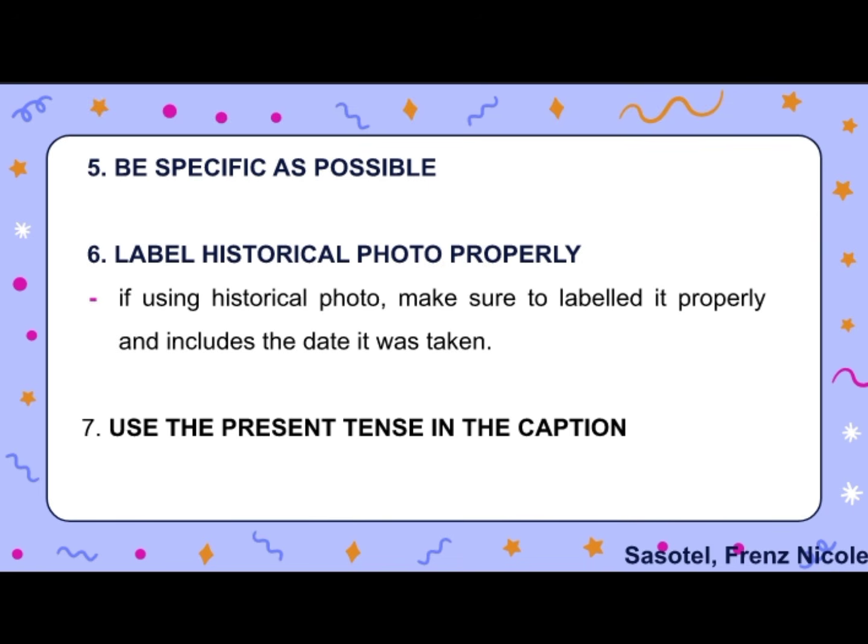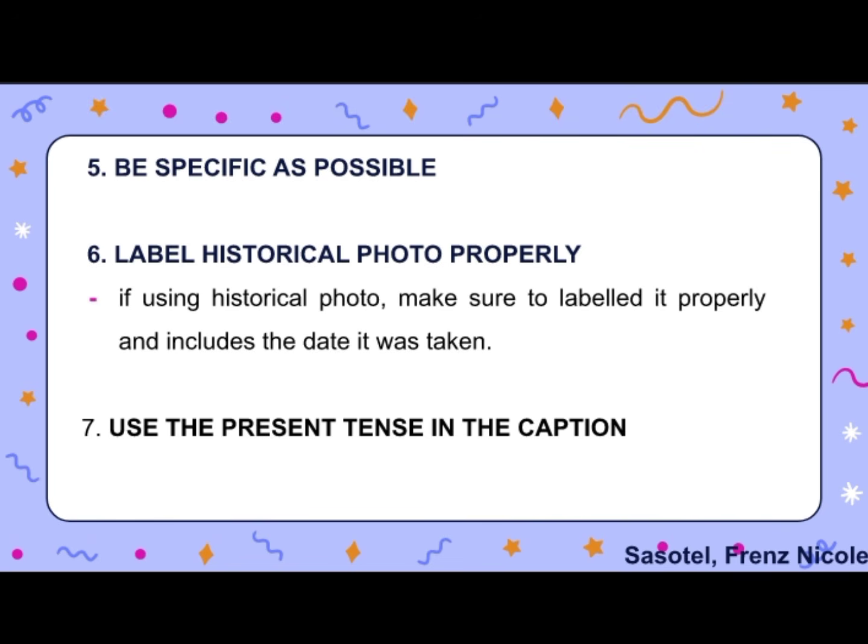If you are unsure of where the photo was taken or who is in the photo, you should find out. Showing a photo without any specific information may not be useful to the reader, especially if you didn't inform them of the context in which the photo was taken. Next is label historical photos properly.